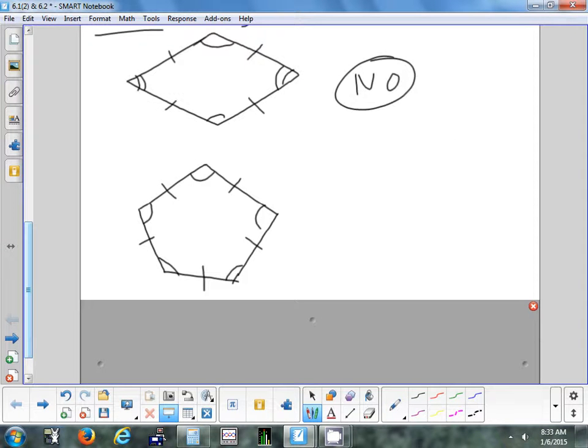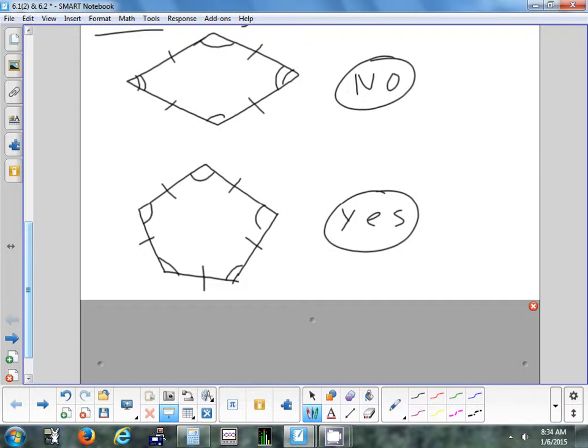How about that one? What do you think? Is that a regular? In this case, that's a pentagon. But is it regular, Marquise? Yes. All the sides are the same. They're all marked congruent. All the angles are marked congruent. We're good. That's a regular pentagon. It's also convex.